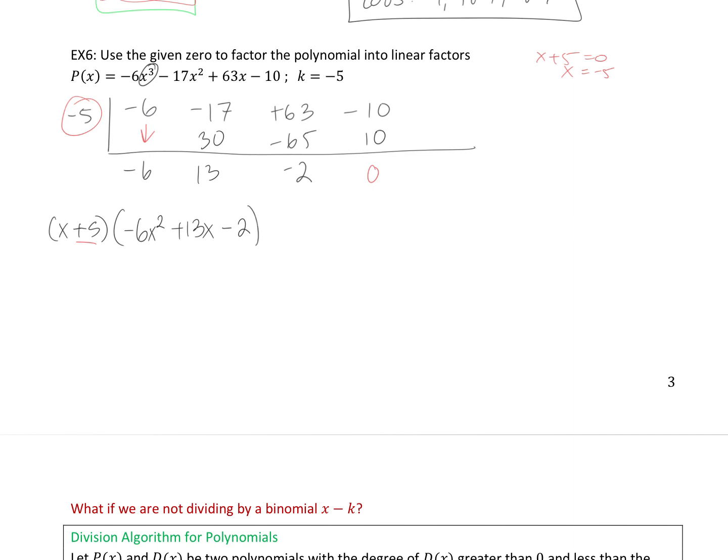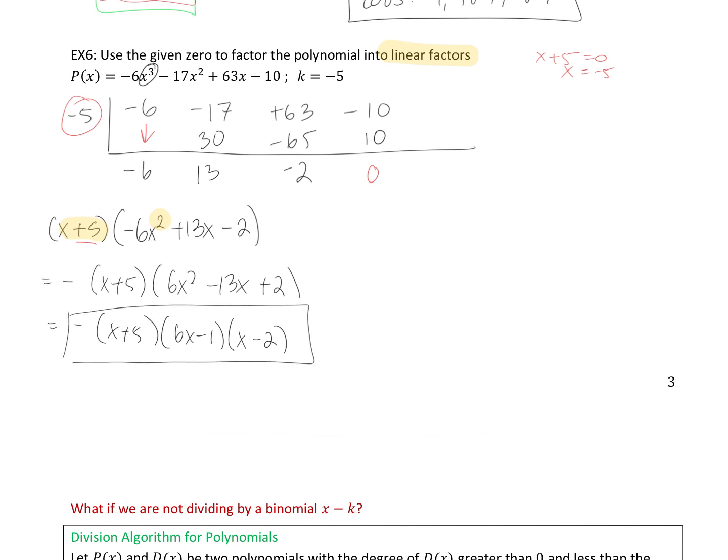Alright, so we're close to being done, but again, we want to factor it into linear factors, and currently we have one linear factor and one quadratic factor. So we have to figure out how to factor that. Can that trinomial be factored? Well, I'm going to go ahead and pull out that negative, out front, which leaves 6x squared minus 13x plus 2. Can we factor that? We can. That trinomial 6x squared minus 13x plus 2 factors into 6x minus 1 times x minus 2. Again, if you need any help or review on factoring trinomials, please let me know.